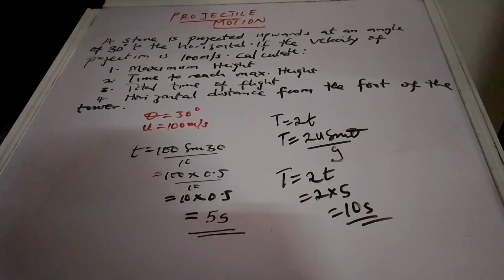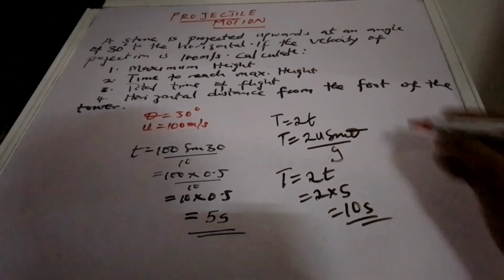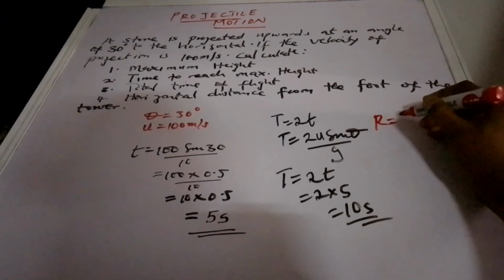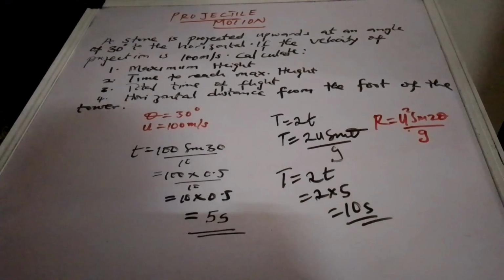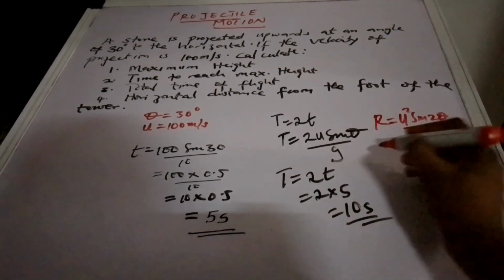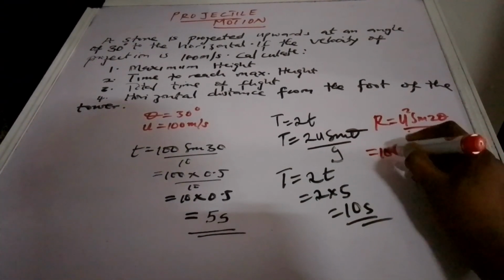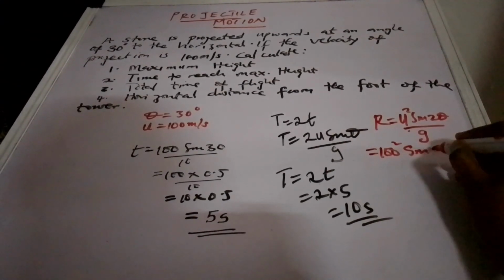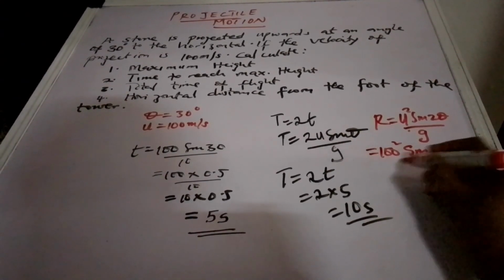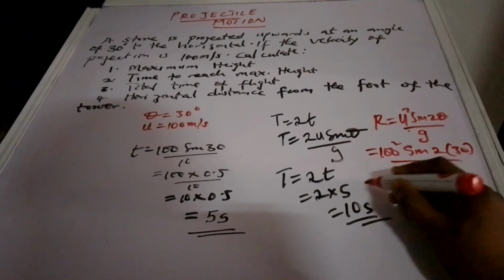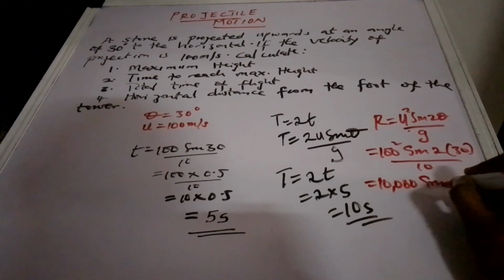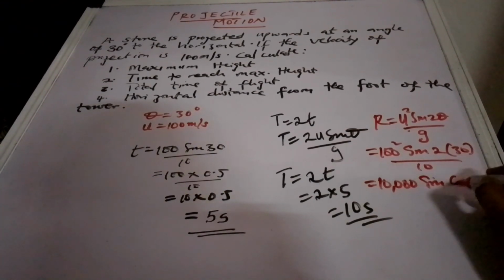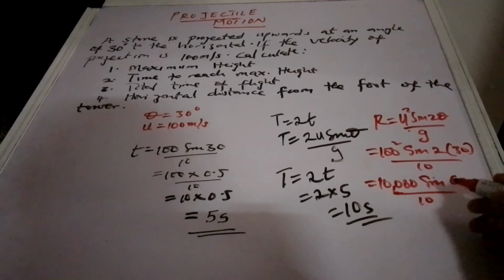So let's look at what is the horizontal distance. If you look at that, horizontal distance suggests the range, that is R. Horizontal distance, and that one is u squared sine 2 theta over g. So that's going to be our range. So let's solve it here. That is going to be 100 squared sine 2 theta, and theta is 30, then over 10, g is 10. So we are going to have 10,000, then sine 2 theta, and 2 times 30 is 60. Sine 60, that is over 10.